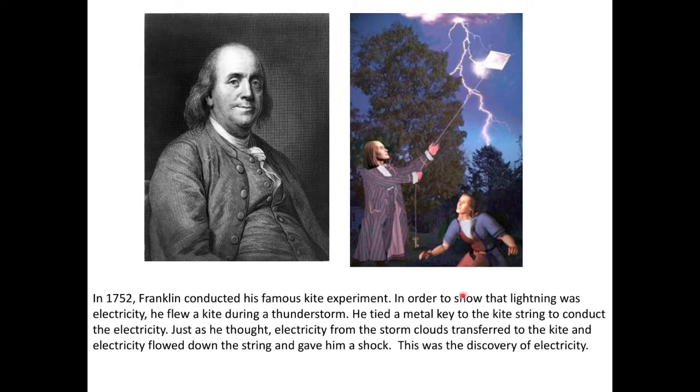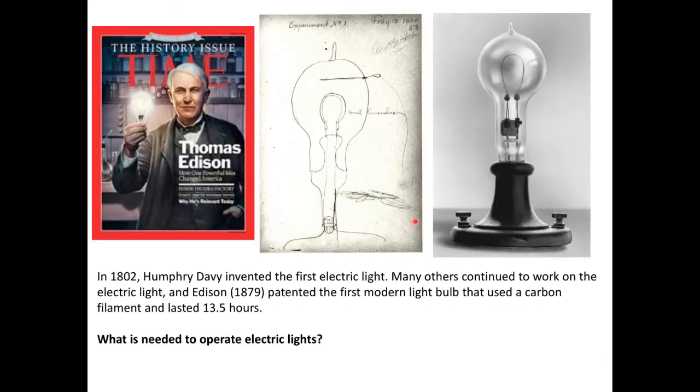And this was essentially the discovery, as we now give him credit, for electricity. Because that electric current, when it flowed down the string, gave him a shock. And that convinced Franklin and others that it represented a current that moved through air along this wire. And that stimulated other people, such as Thomas Edison and Humphrey Davy before him, to invent the first electric light.